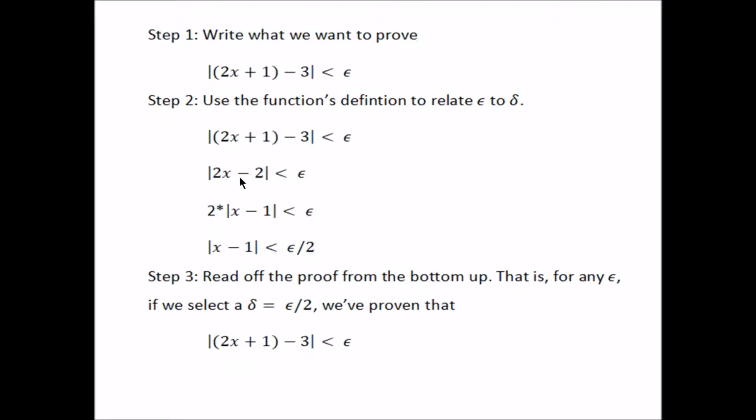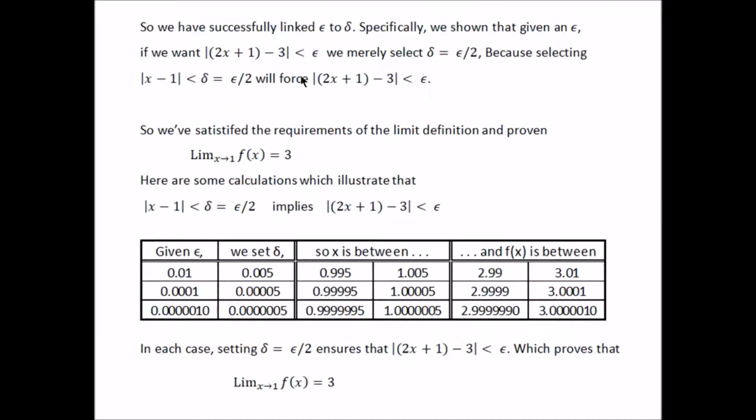This equals this, which equals this. And that implies, this line implies this. All right, we kind of now read off the proof from the bottom to the top. If we set delta equal to epsilon over 2, then we know this is true, and we know this is true, and we know this is true. And we know that's true, and that's what we're trying to prove. So we're done. We have successfully linked epsilon to delta.